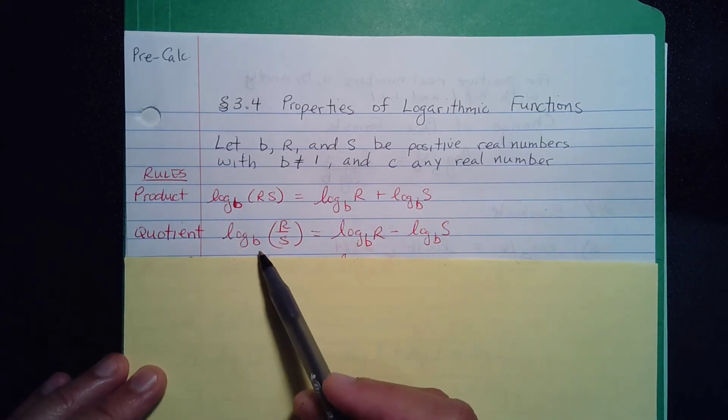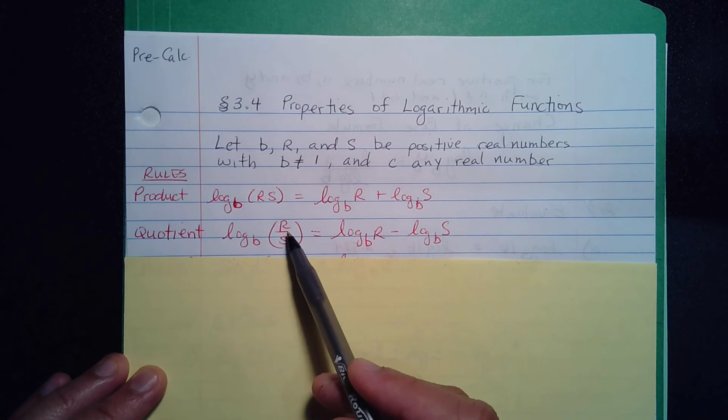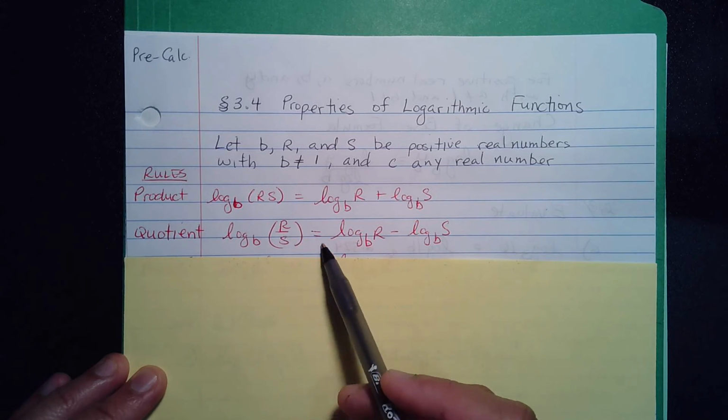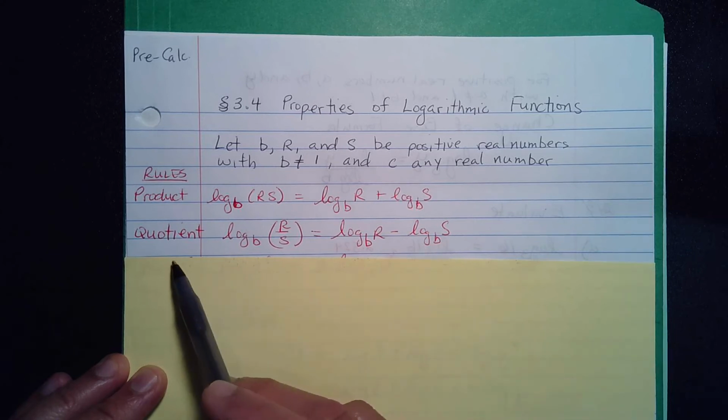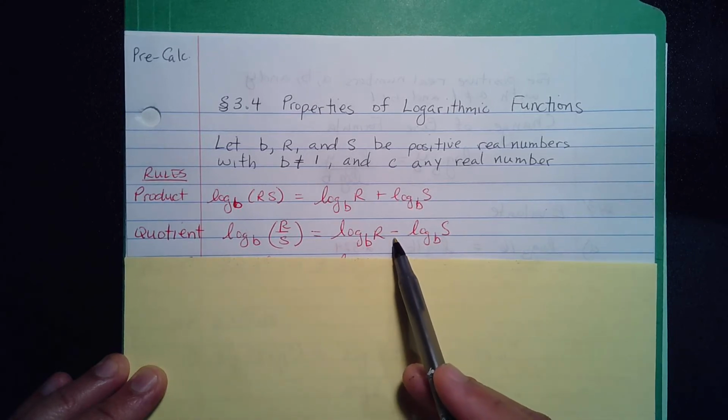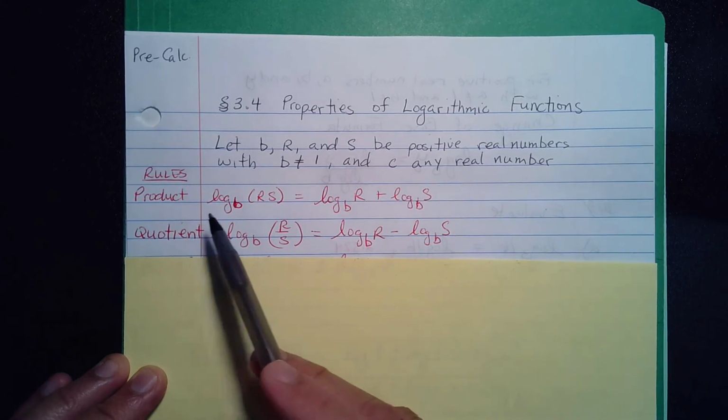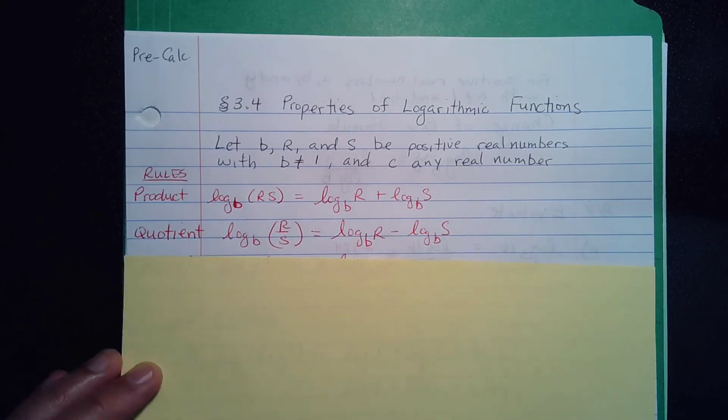Quotient rule. Log base b of r divided by s equals log base b of r minus log base b of s. So quotient, when you expand, we're going to use subtraction. Product, when you expand, we're going to use addition.